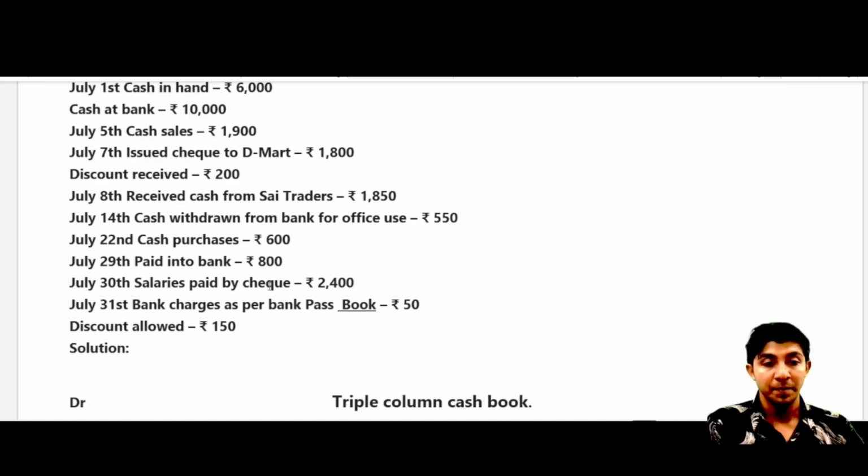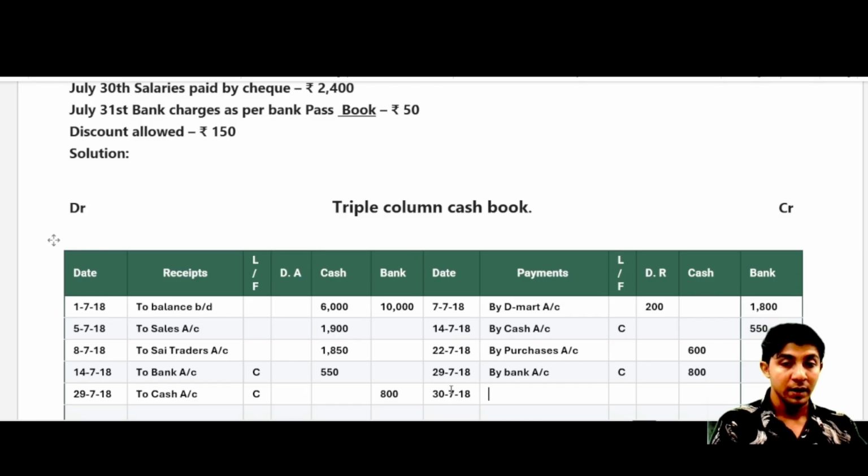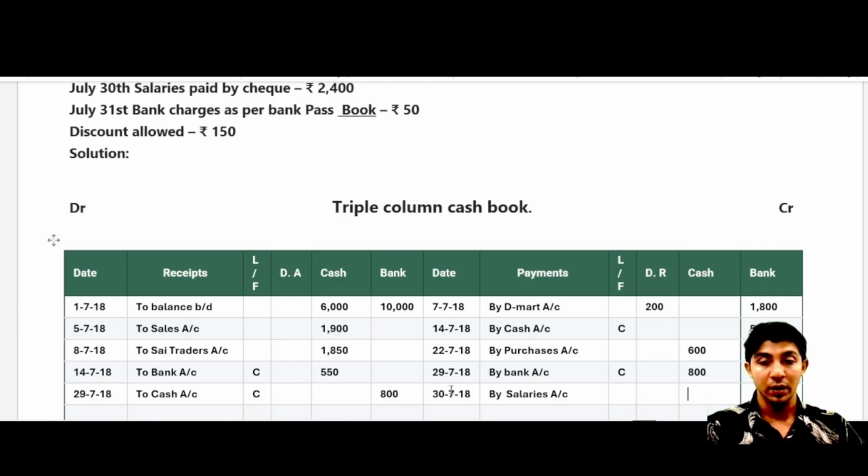Salaries paid by check, 2,400. Salary paid by check is 2,400. So this is our payment. पैसे जा रहे ना? We will record this transaction on the credit side of cash book. So the date is 30 July 2018 and in the payment side we will write by, क्या पे करें हम? salaries account. So what is the amount? The amount of salary is 2,400 and we have paid it through check. Check के जरिए से पे करें तो amount बैंक अकाउंट में से जाता. So we need to enter the amount in the bank column.